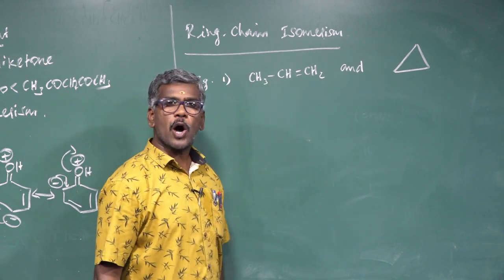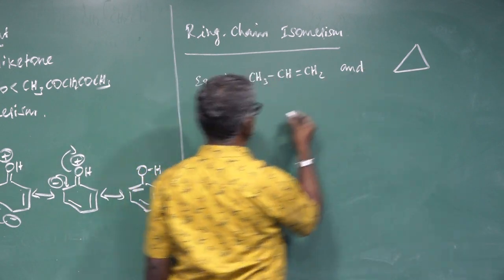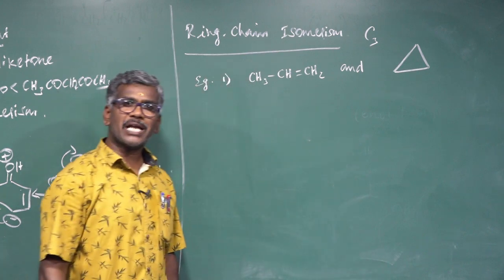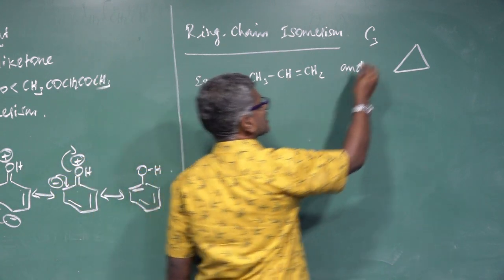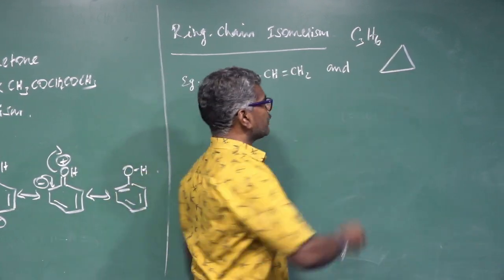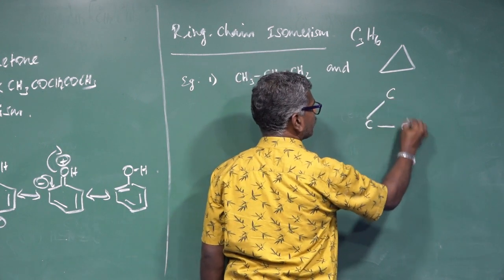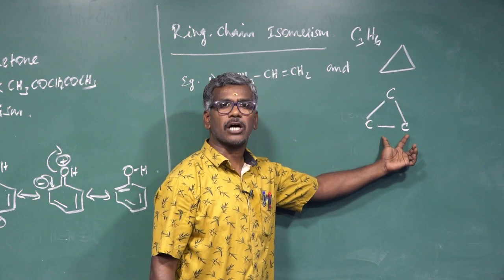Here, totally how many carbon atoms? 1, 2, 3. 3 carbons, so C3. How many hydrogen atoms? 3, 1, 4, this is 6. 6 hydrogen atoms. This structure, totally how many carbons? 3 carbons. This one is the best example for alicyclic compounds.